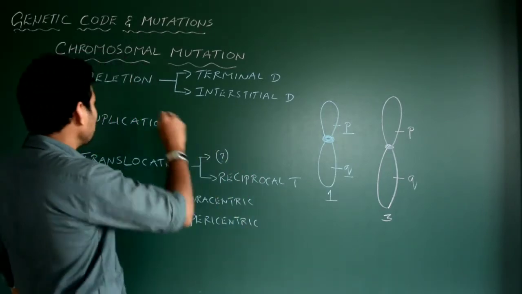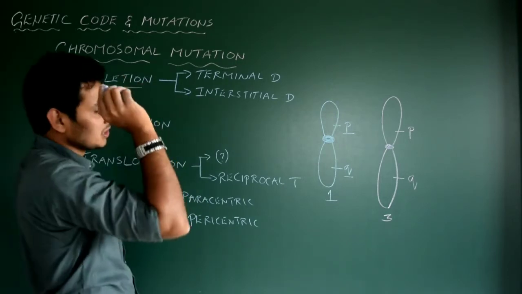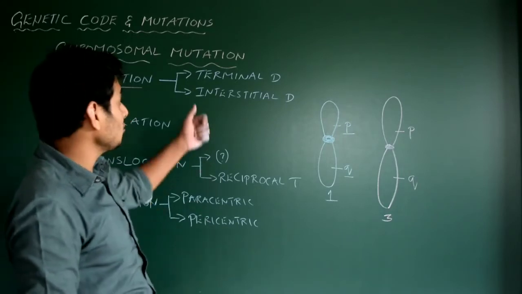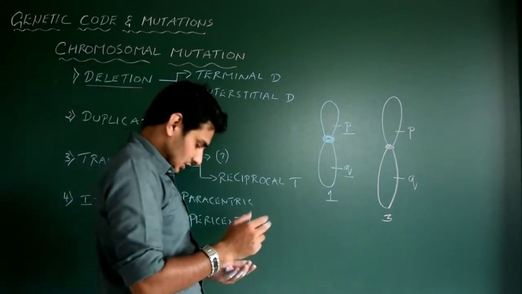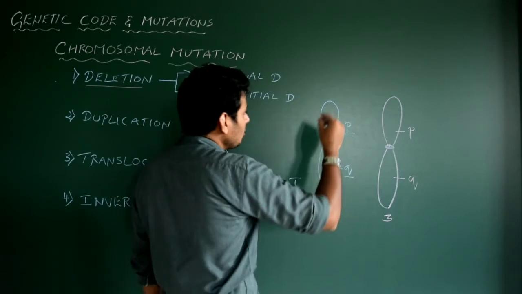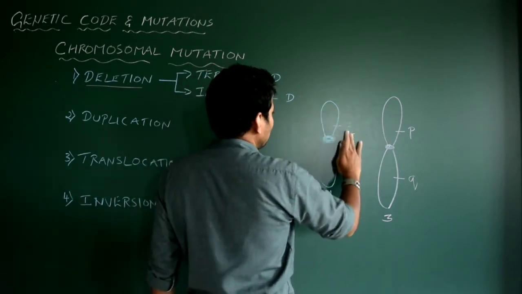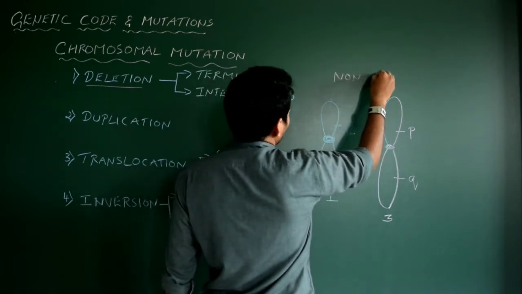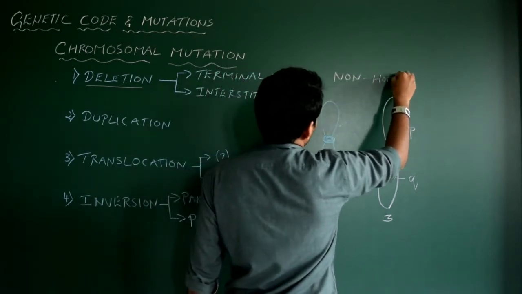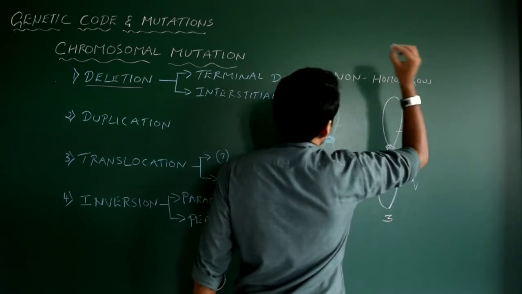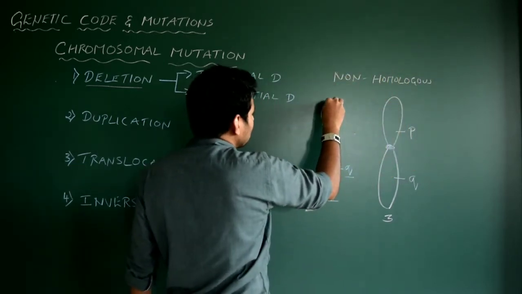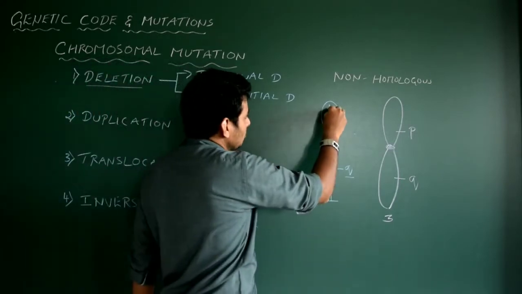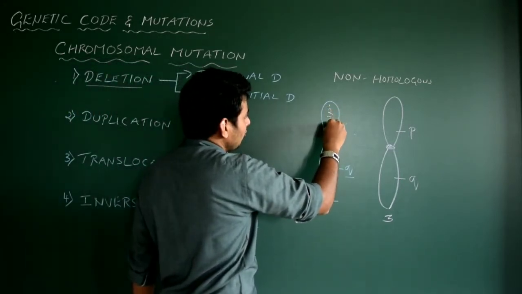So this is very important. Let us see what is deletion. There are two types: terminal deletion and the other one, interstitial deletion. To understand this, let us assume that these two are non-homologous chromosomes. Let me number them, and these numbers are considered to be genes: 1, 2, 3, 4 and 5.